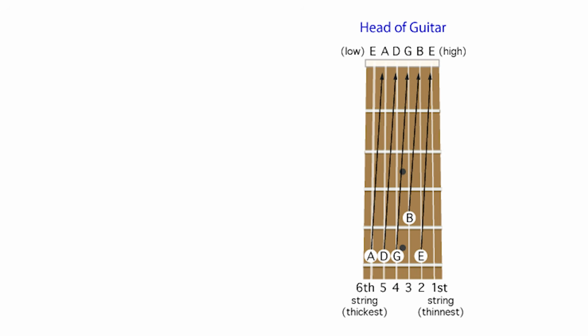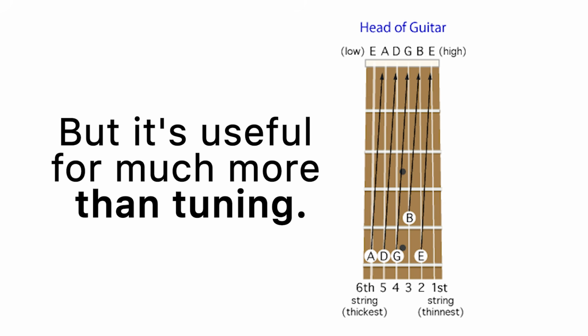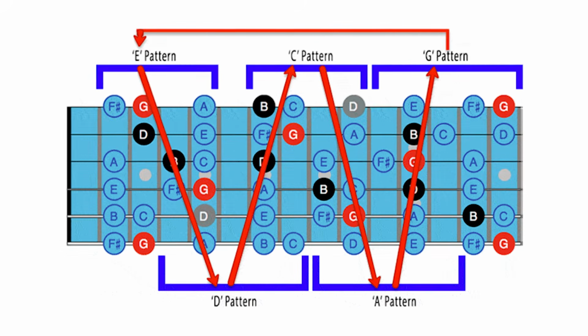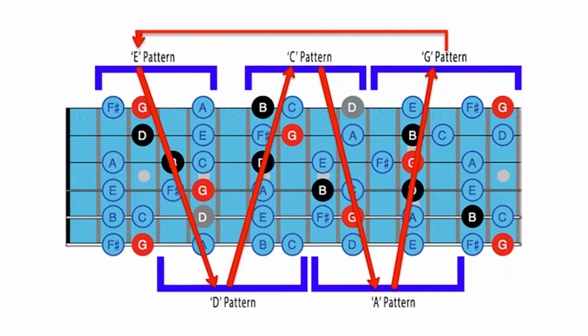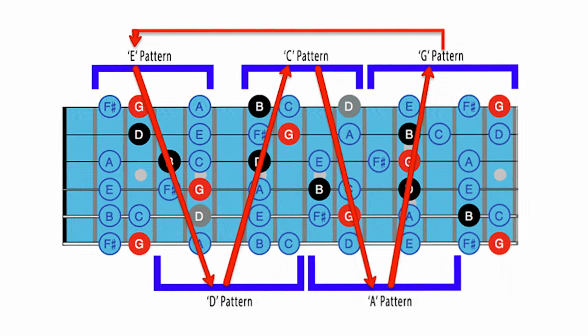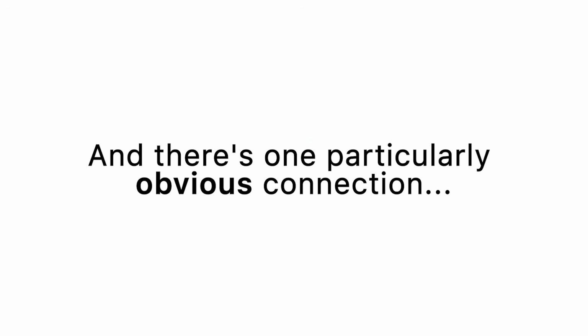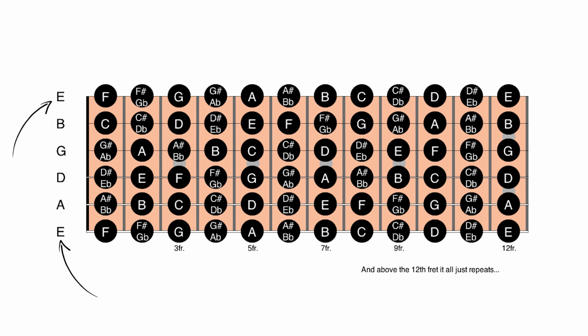This is the exact same relationship that makes relative tuning work, but it's useful for much more than tuning. Once you know that one note is connected to another note across strings, you can start seeing patterns across the fretboard rather than treating every string as a separate thing. And there's one particularly obvious connection. The 6th string and 1st string are both E, so the same notes appear on both strings. They're simply 2 octaves apart. That's another reason the fretboard is much more repetitive than it initially appears.